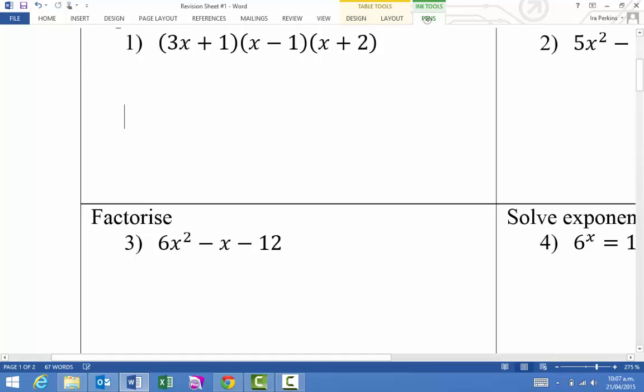Okay, so this is a test video to make sure that this is working. I'm going to solve this first up. So the first thing you need to do is expand the last two brackets.